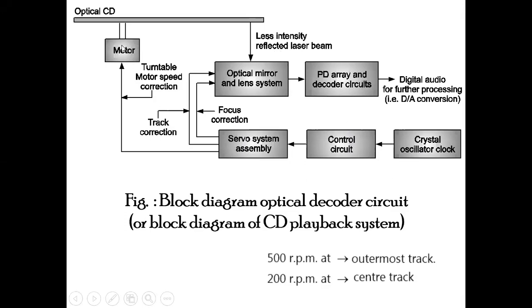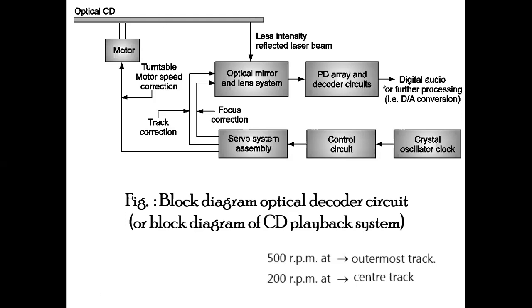So there are two motors: the turntable motor to rotate the CD from 200 rpm to 500 rpm, and the servo motor, which is used to move this entire optical assembly from the inner track to the outer track. Please keep this in your mind. The turntable motor is used to rotate the CD.